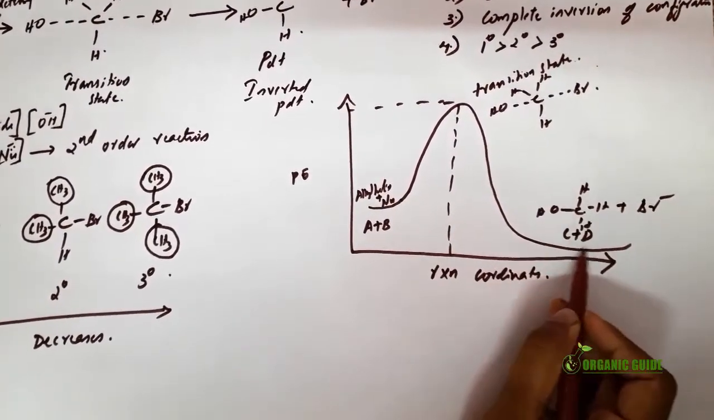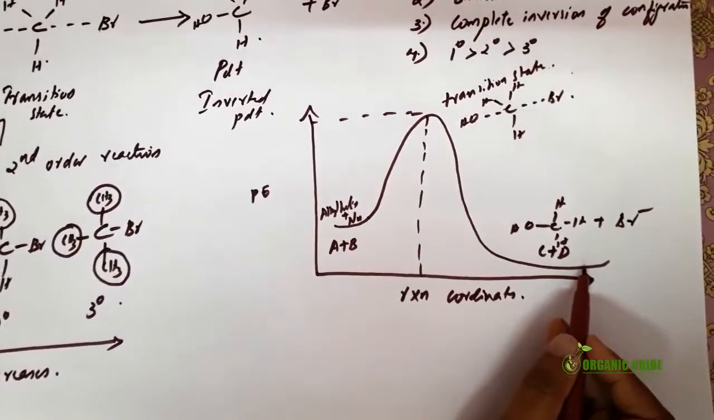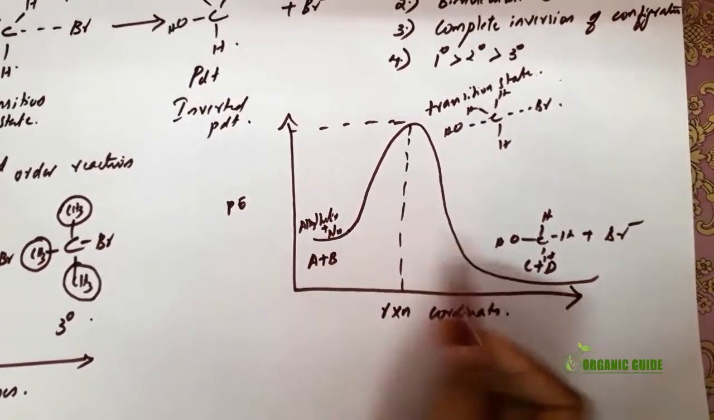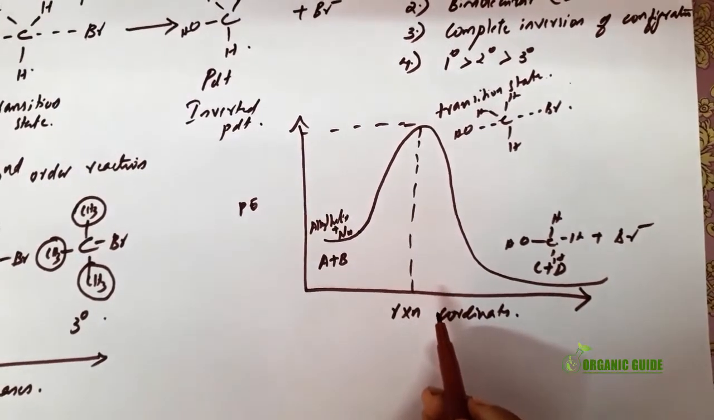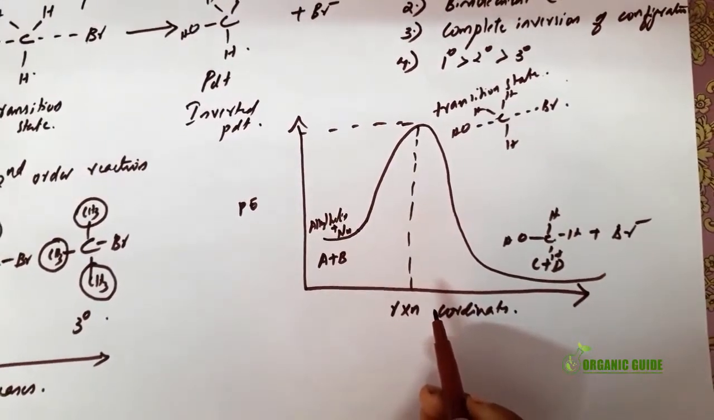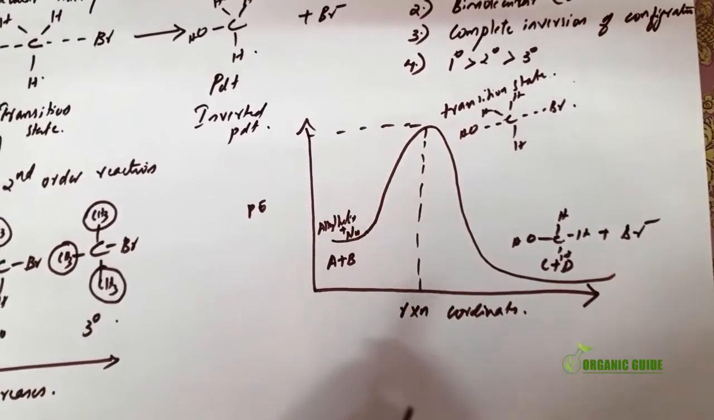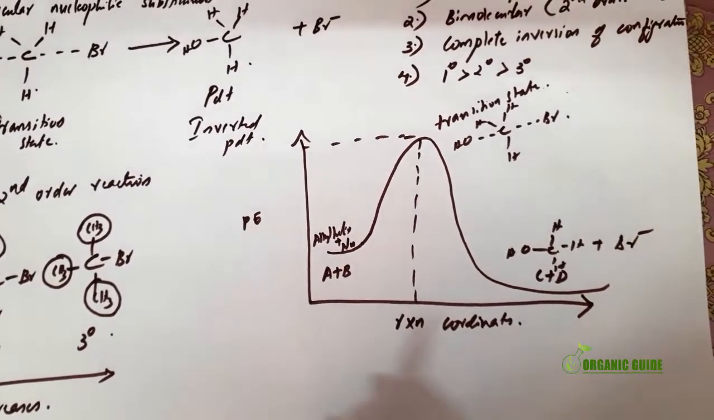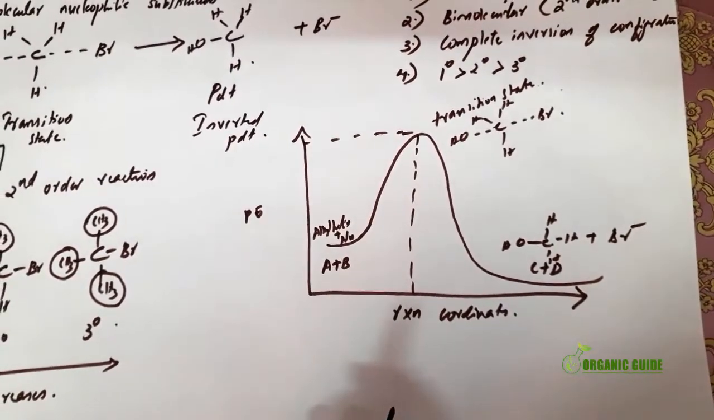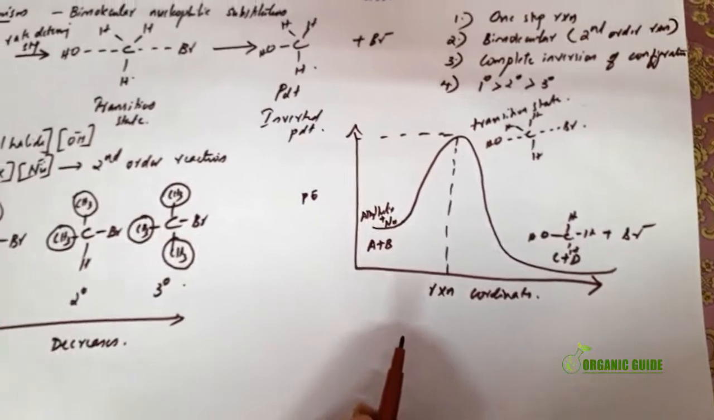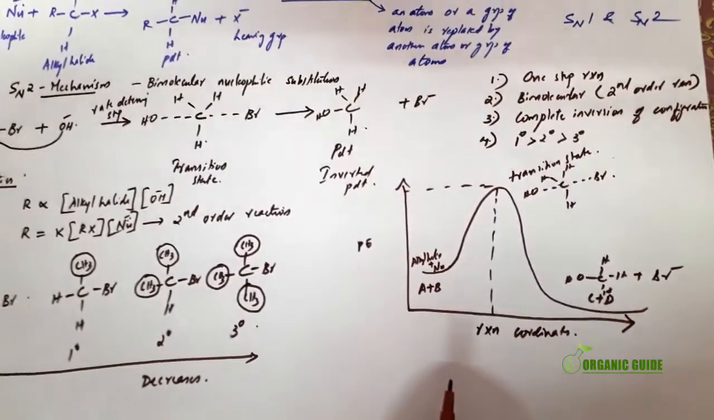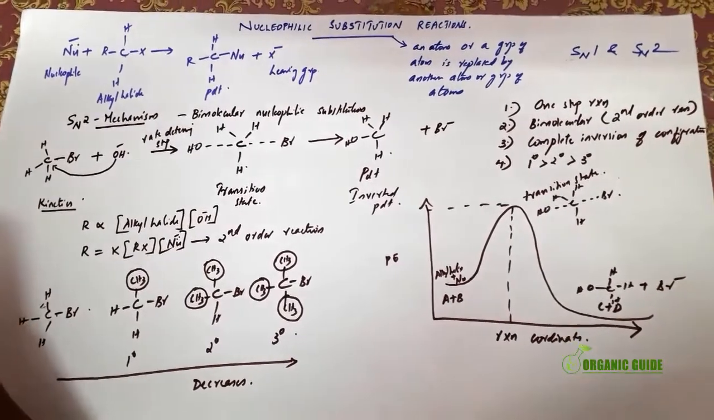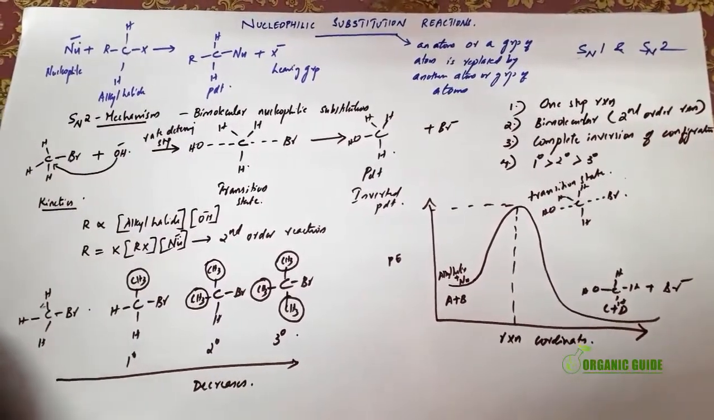So the energy will always be less for products than that of reactants. Then only will this reaction happen. So this is the energy profile diagram of SN2 reactions. Okay, so these are the main characteristic steps of the SN2 mechanism, and these reactions are favored by polar aprotic solvents rather than protic solvents.